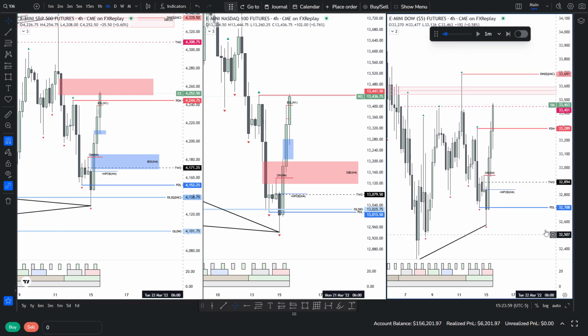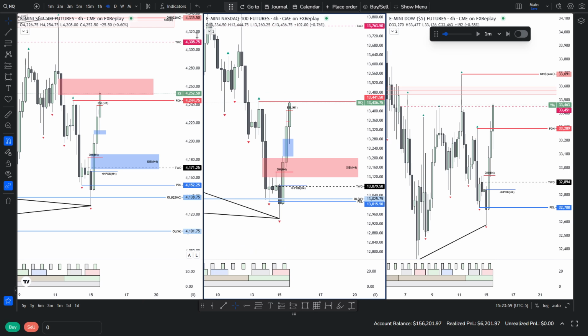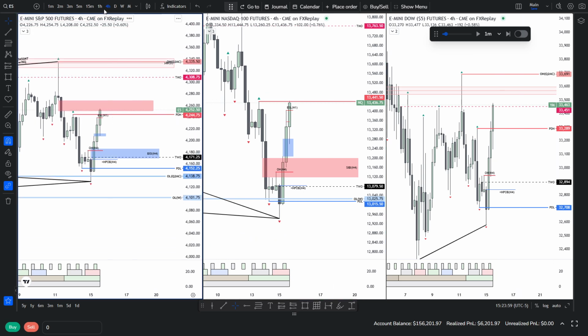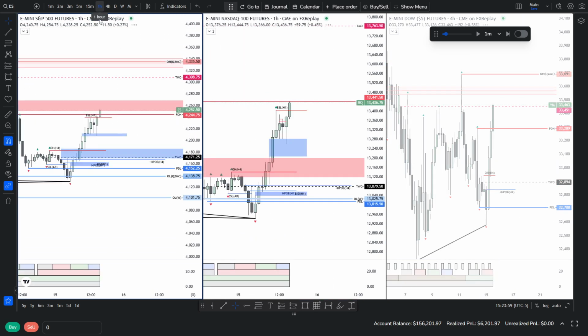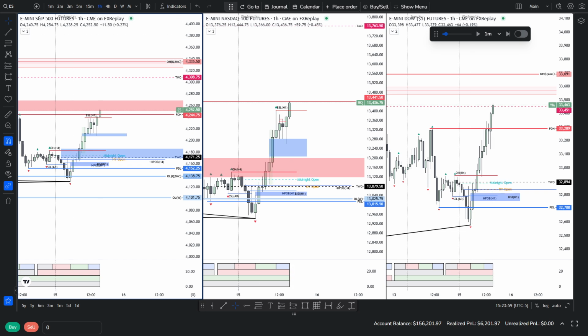So I'm not holding on to the shorts now because I do think we're going to see higher prices, especially when you look at YM. I do think we're going to see higher prices. So I'm not holding on to shorts. Yeah, I'm not holding on to the shorts.